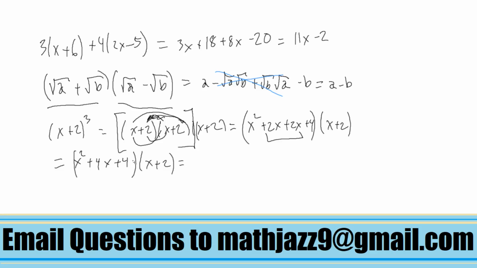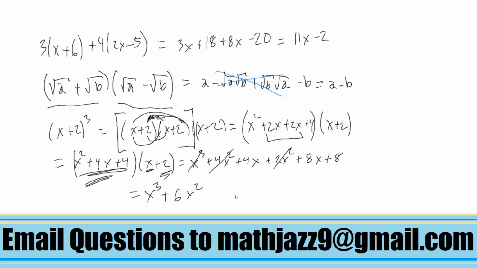So we get x times all of this is going to be x cubed plus 4x squared plus 4x. 2 times this is going to equal 2x squared plus 8x plus 8. And adding all of that together, we get x cubed plus 6x squared plus 12x plus 8. That is our expression completely multiplied out.